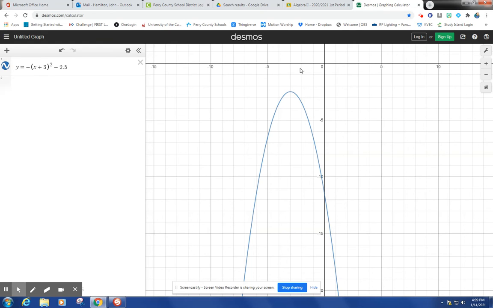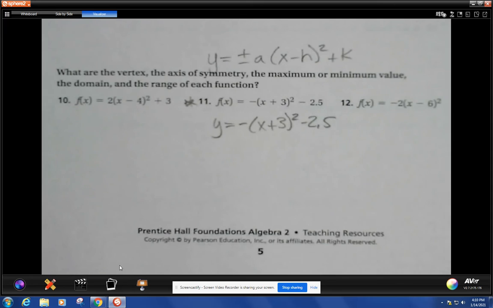So instead of going to the right 3, it actually went to the left 3. And then you notice you got negative 2.5. Notice my parent graph always was right here. It started right here. Well, notice I'm down exactly 2.5 units, okay? So again, let's look at what it's asking me for. It's asking me for the vertex, the axis of symmetry, the maximum or minimum value, the domain, and the range.